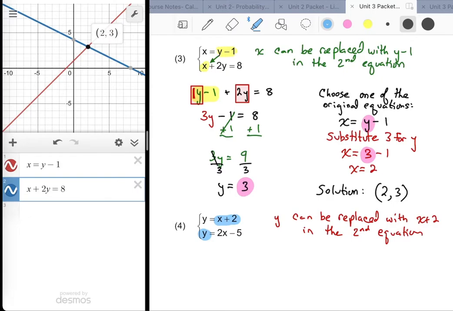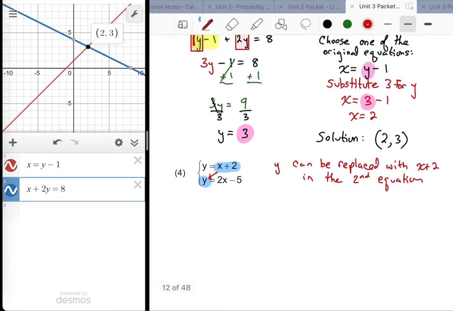So if I make that substitution, I get x plus 2 equals 2x minus 5. Now I went from having two equations with two variables to one equation with one variable. Ultimately, I want to solve for the value of x, so I'm going to use my properties of equality. I'm going to subtract off 2x.